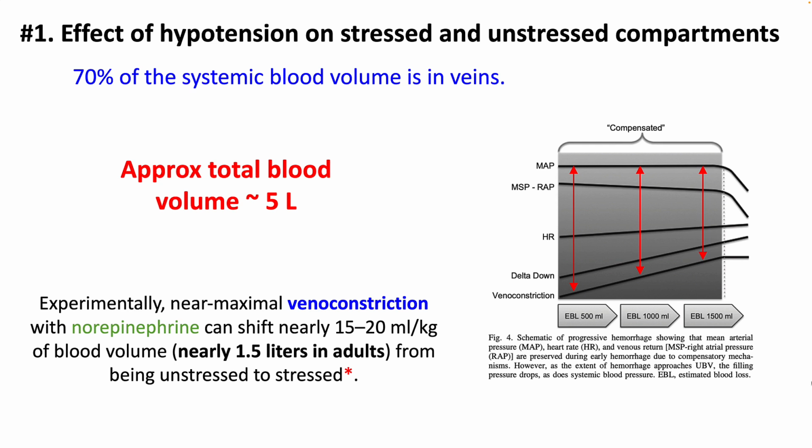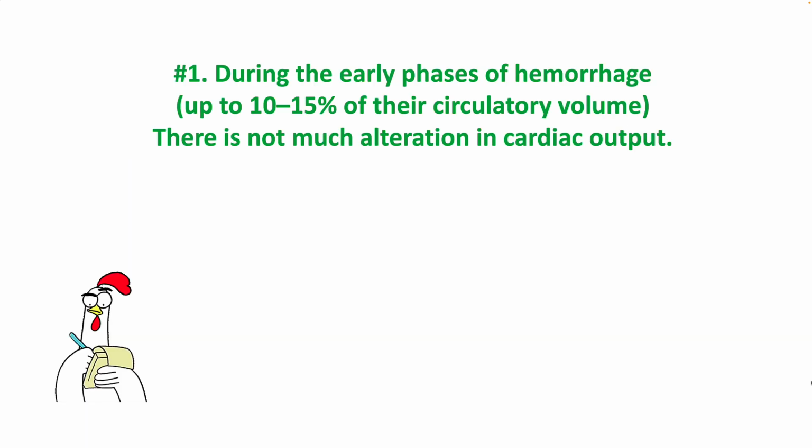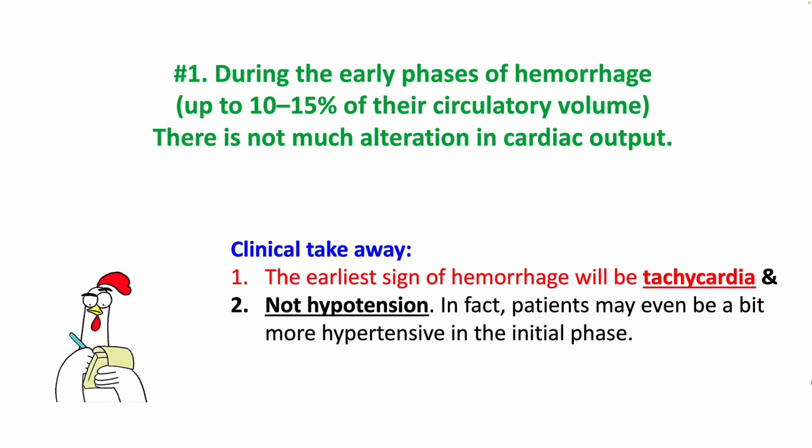So if you look at this diagram, as the estimated blood loss increases from 500 to 1.5 liters, the venoconstriction increases and helps maintain the mean arterial pressure. In the same regard, you can see that the heart rate is gradually increasing. So during the early phases of hemorrhage, there is not much alteration in cardiac output. And this is really important because that tells you that the earliest sign of hemorrhage is a tachycardic response and not hypotension. In fact, very early in the hemorrhage, the patient may even be a bit more hypertensive.